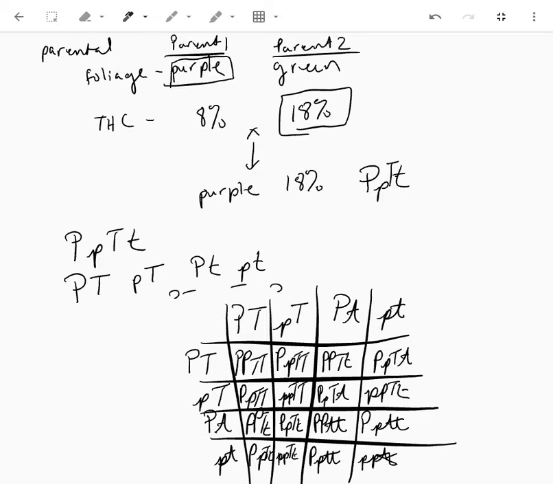Okay, so once you have your Punnett square completed, then you just count up the number of each genotype you have for your genotypic ratio. So we have 1 PP TT, and you'll just continue with those counts.